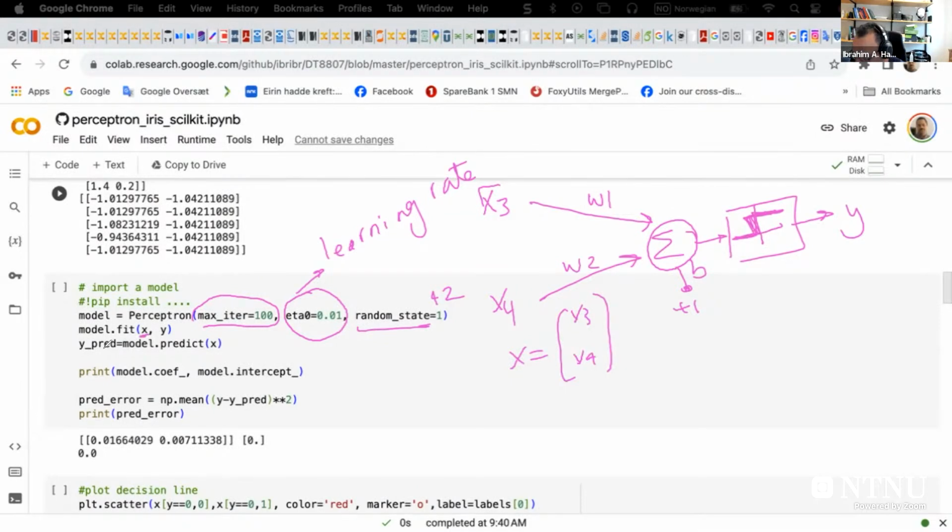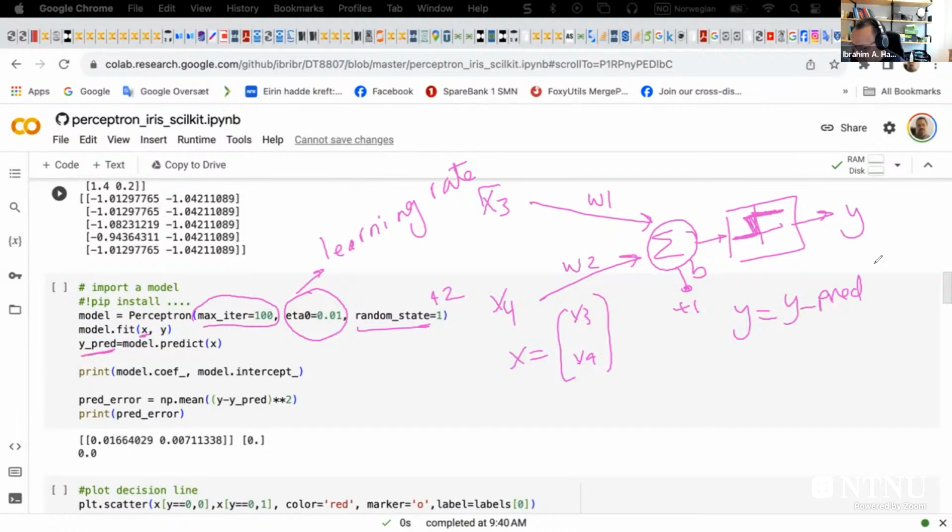So I can calculate prediction using model.predict. So when the input is x, we should get y predict. If the model works fine, we should get y equal y predict. So if the accuracy of your model is 100%, in this case we should get y predict equal y. So the prediction equals the target values.